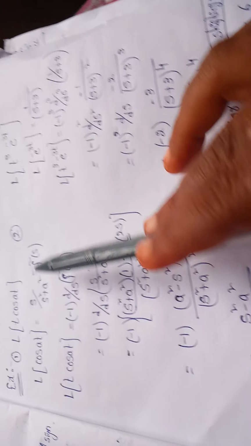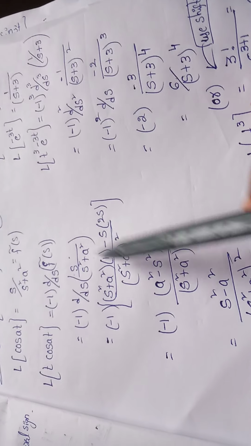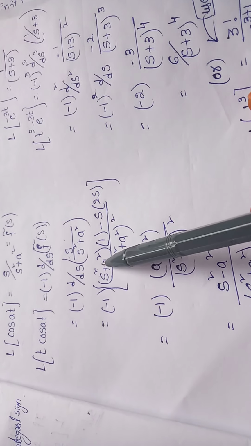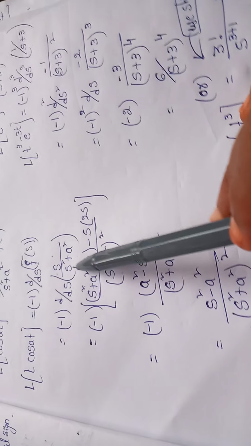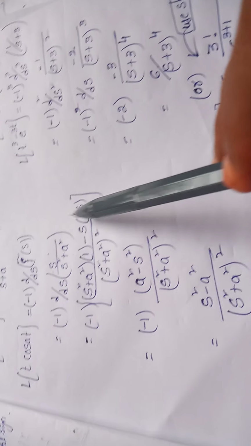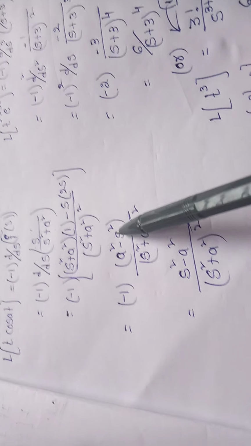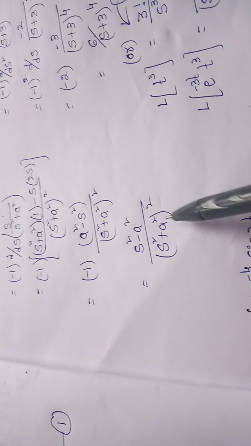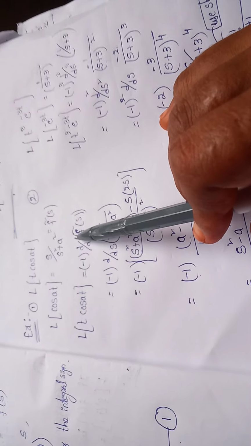So d by ds of f bar s, s by s square plus a square. Differentiation of u by v: denominator v square, v into derivative of u, derivative of s is 1, minus u into derivative of v, s square plus a square, derivative 2s. Here s square minus 2s square gives minus s square, and already there is a minus in front, so minus of minus. So s square minus a square by s square plus a square whole square. In any problem, first you find the L of f of t value, right?